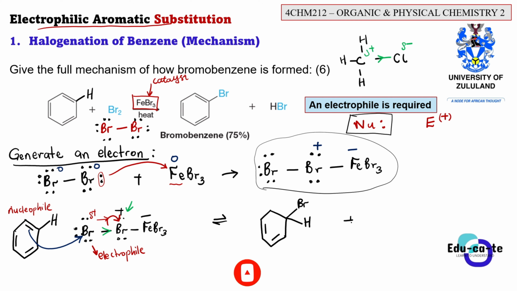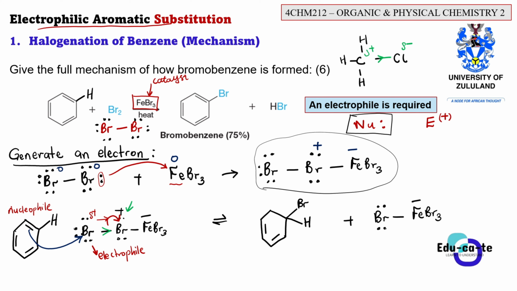And what else do we have here? Here we are only left with one Br, and this Br is bonded to FeBr3, and this Fe is still negative. This negative doesn't just fade away, because Fe still has an extra pair of electrons in its orbital. But this bromine now, how many lone pairs will it have? It will be 1, 2, 3, 4, 5, 6.